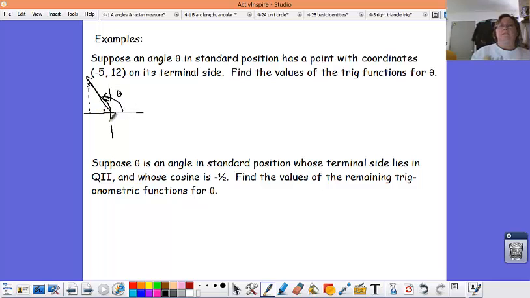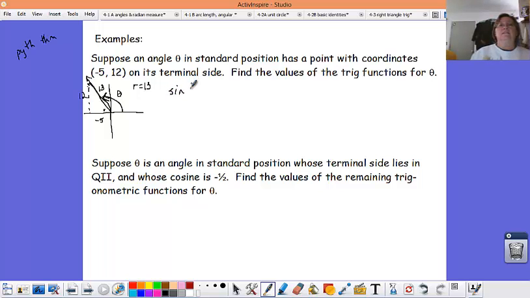Okay, and what we know is -5 is the x coordinate, 12 is the y, and if we're going to do any work with this, we need to know the radius. So we're going to use the Pythagorean theorem, or remember the Pythagorean triples, 5, 12, 13. So that comes from the Pythagorean theorem. R is 13, and now we have everything we need. We have an x, we have a y, we have an r. We should be able to write all 6 trig functions for our angle theta based on that right triangle.